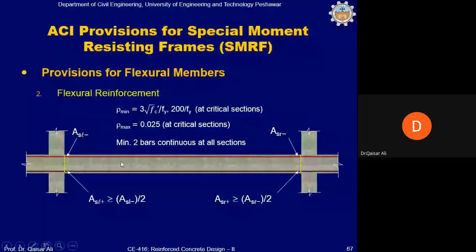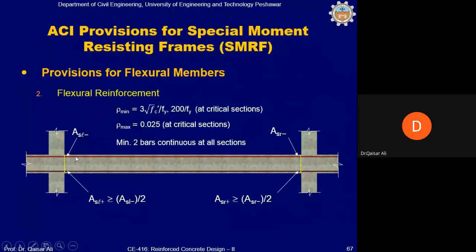If a beam is part of a special moment resisting frame, then on the bottom side of the beam at a beam column joint, the minimum reinforcement shall be at least 50% of the top negative reinforcement at the beam column joint. Okay, I will try to explain this once again.